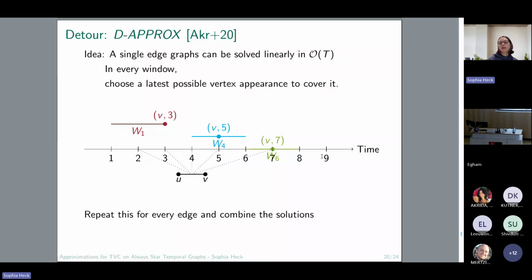And then in the end, the idea is to repeat this for every edge and just combine the solutions. So this seems very fast, very simple, very efficient. However, the behavior we have in real-world graphs in particular is that they are often very, very sparse. So what we then proposed was an optimization where we maintain a data structure that not only looks at every window, but at every window where the edge actually appears.